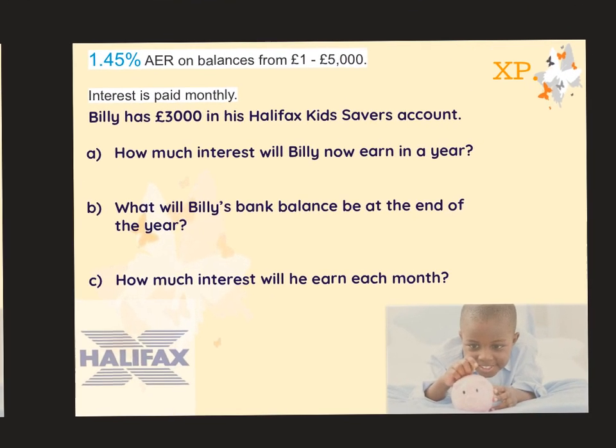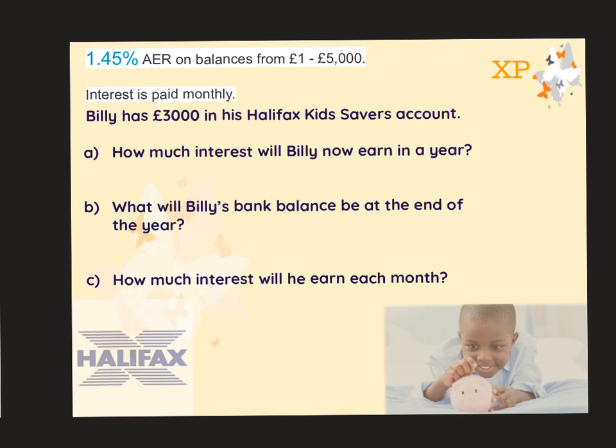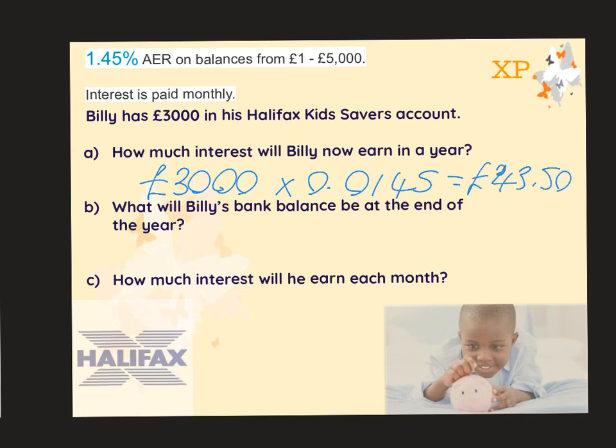So if we consider Billy with his £3,000, what impact does it have on him? So how much interest will he now earn? So you'll just do 3,000 multiplied by 0.0145, and then if you put that in your calculator, you get £43.50. So instead of getting that £60, he's now only getting £43.50.